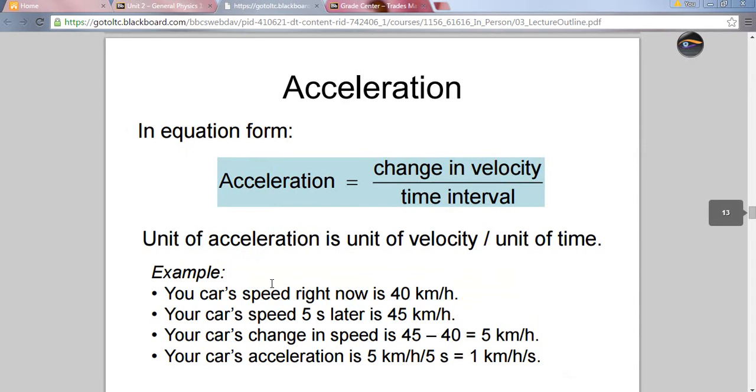So acceleration's equation is the change in velocity over how much time it takes to change that velocity. The units for acceleration are going to be the units for velocity, meters per second, over the amount of time, which most often is seconds. We see acceleration written a lot, in the metric system, as meters per second squared.